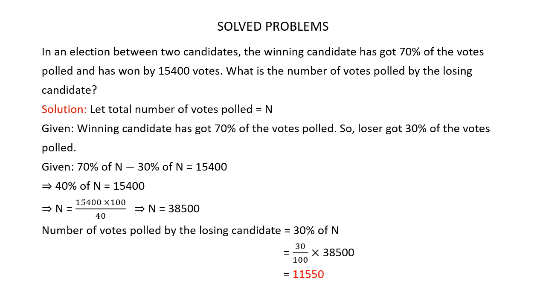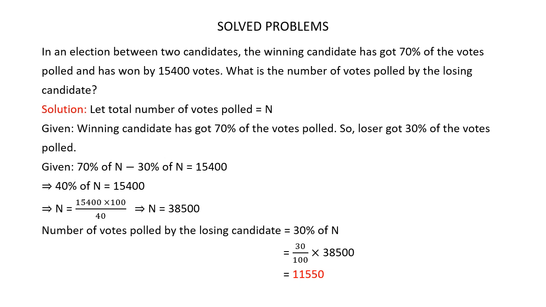In an election between two candidates, the winning candidate has got 70% of the votes polled and has won by 15,400 votes. What is the number of votes polled by the losing candidate? So we have to find the number of votes polled by the losing candidate. To do that, first we have to find out the total number of votes polled.